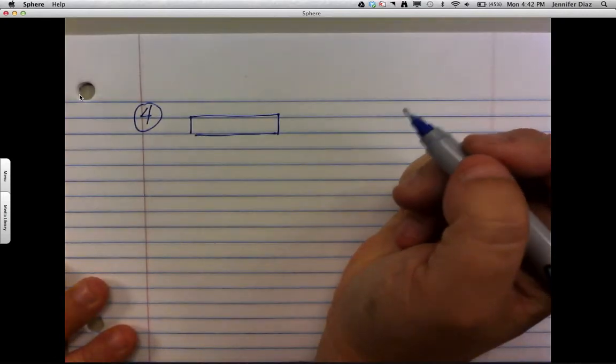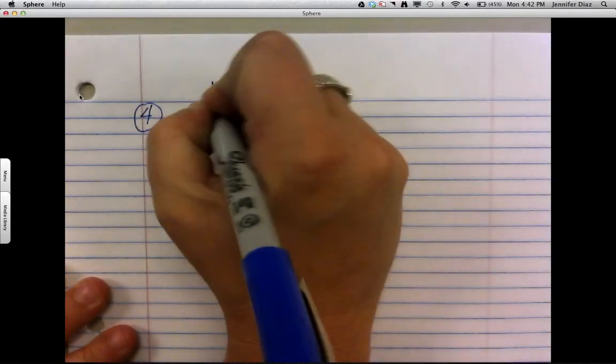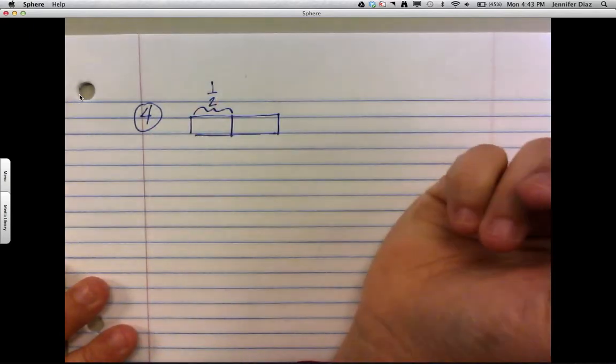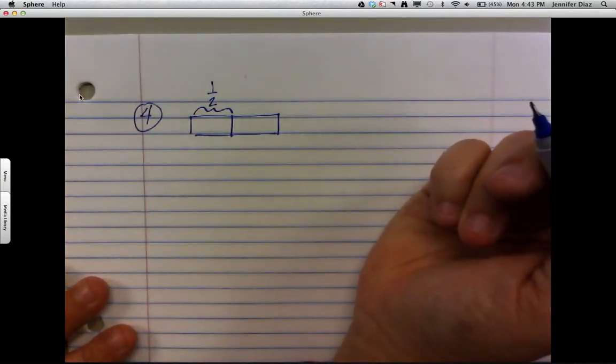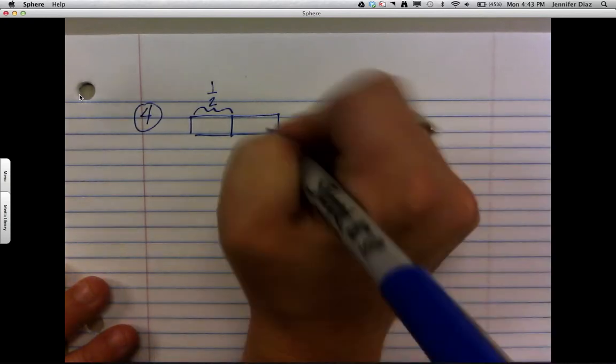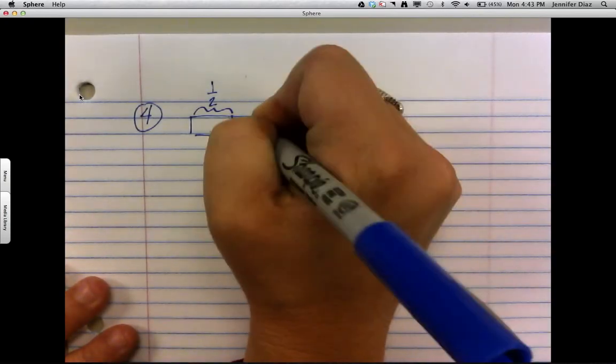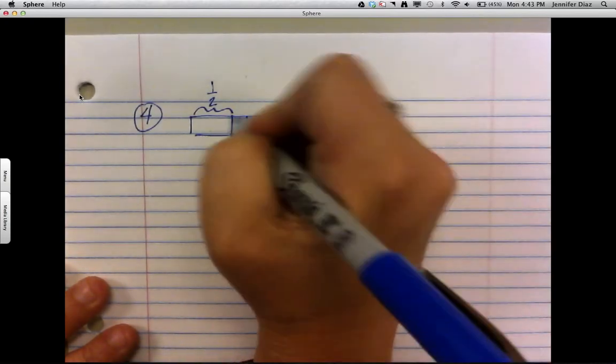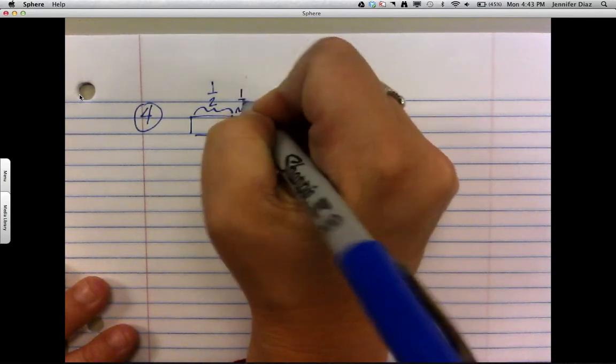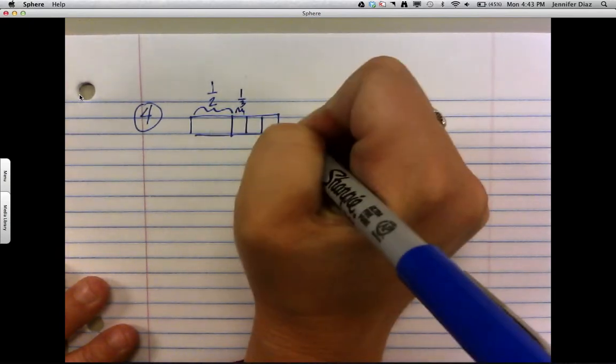To solve this pictorially, the first thing I do is draw a bar, and I read again. Jeff spent a half of his paycheck. Cut the bar in half. That's a half. Gone. He then gives 1/3 of the remainder. This section right here is the remainder. You can cut it into thirds. That's 1/3 of this remainder.